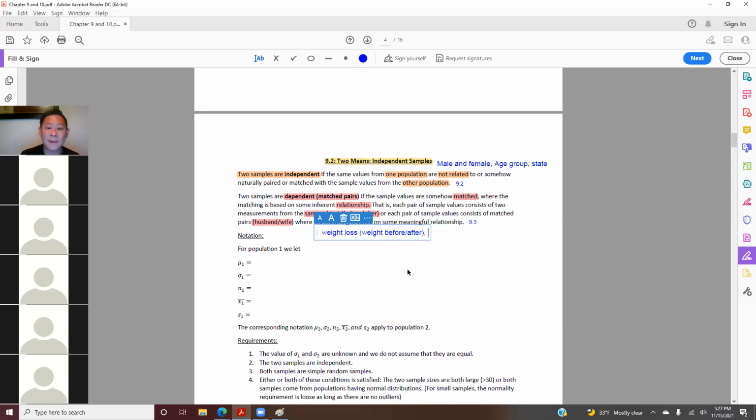Another type of dependent sample is based on relationship, like husband and wife, or brothers and sisters, something like that. We match them because they have a relationship somehow, because you know each other for so long. So that is also called dependent.